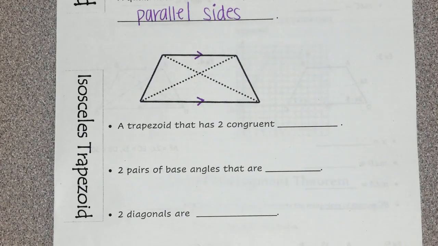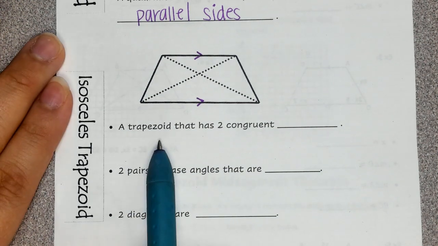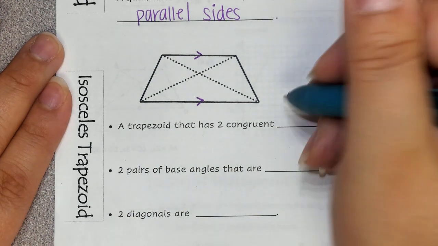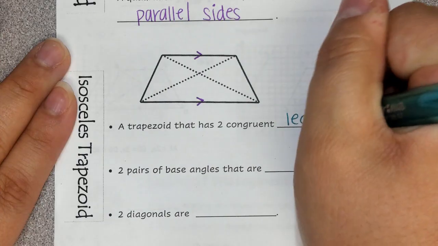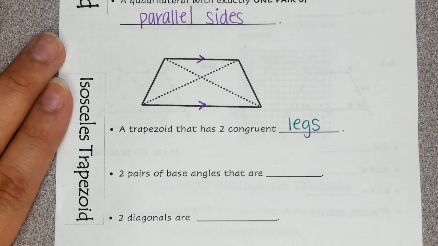Okay. However, then we have isosceles trapezoid. Have we seen the word isosceles before? What does it mean? Two sides are equal. In this instance, a trapezoid that has two congruent, we're going to put legs. It has two congruent legs.